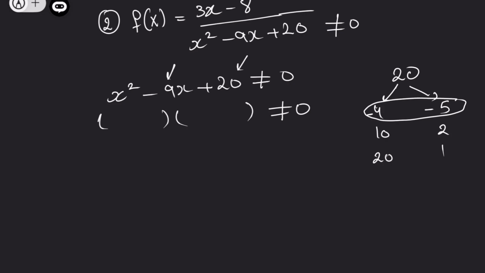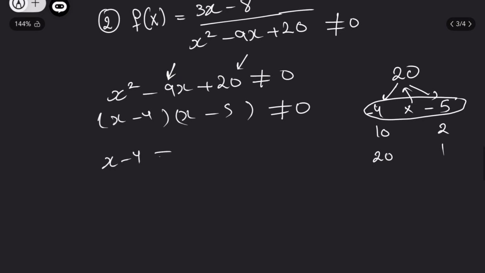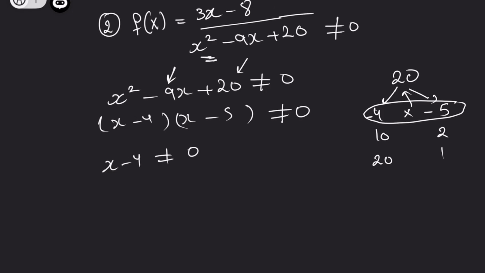Minus 4 multiplied by minus 5 gives me 20, and minus 4 plus minus 5 gives me minus 9. So I write here (x - 4)(x - 5). Okay, so now how to solve them? x - 4 must not equal 0, and x - 5 must not equal 0.